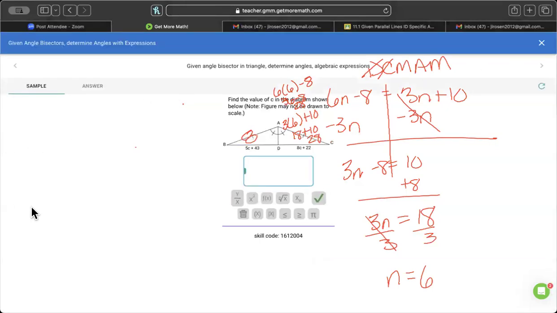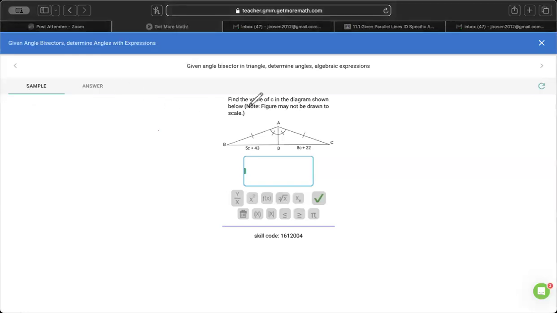Okay. This question looks a little bit different. Let's see what it's got here. So let's find the value of c in the diagram shown. So here's C. Oh, nope, here's c, right? So be careful there. It's not asking for the measurement of the angle. It wanted lowercase c, not uppercase C. And it says, note figure may not be drawn to scale.